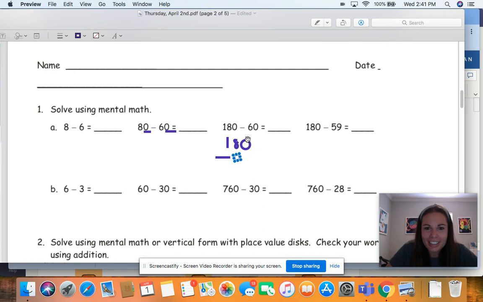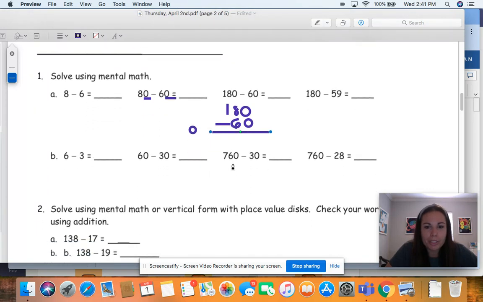Oh, yeah. This is supposed to be a 6. Let's try it again. Okay. That's something that's going to take too long for a problem that you don't need to regroup and you can just easily do in your head.